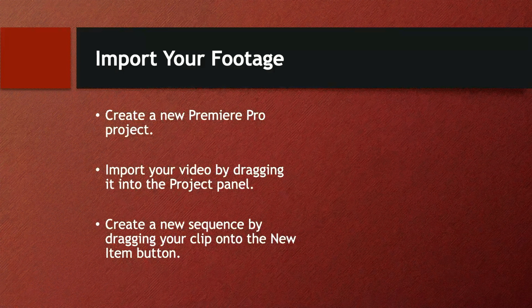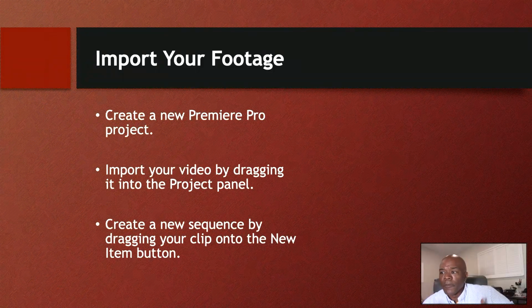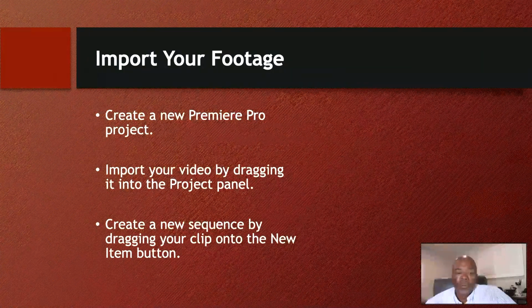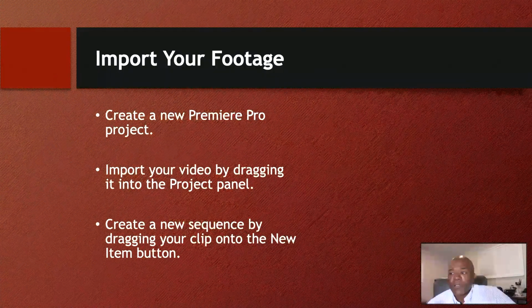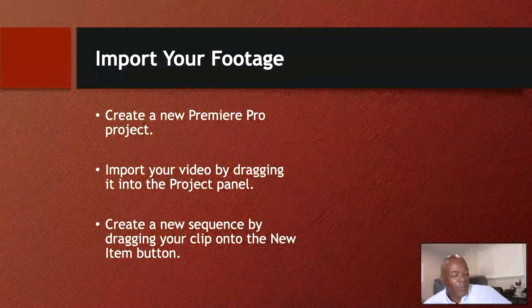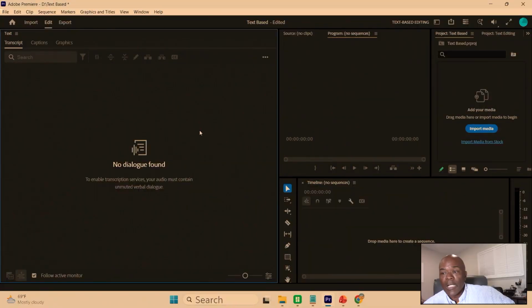And as you continue to get better, you're going to need some better equipment. So let's jump in here and let's have fun. And we're going to do a couple steps, and we should be okay. So first thing we're going to do is we're going to import some footage. We're going to create a new Premiere Pro project, import your video, and then we're going to create a new sequence. So it's very important that we do this as we are learning how to get there.